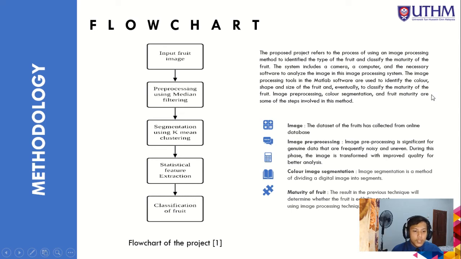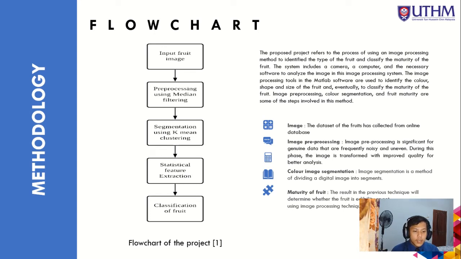Next is the methodology. The proposed project refers to the process of using an image processing method to identify the type of the fruits and classify the maturity of the fruits. The system includes a camera, a computer and the necessary software to analyze the image in this image processing system. The image processing tools in the MATLAB software are used to identify the colors, shape and size of the fruits and eventually to classify the maturity of the fruit. Image processing, color segmentation and fruit maturity are some of the steps involved in this method.